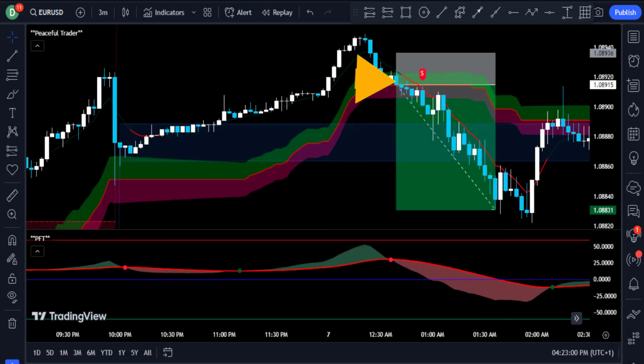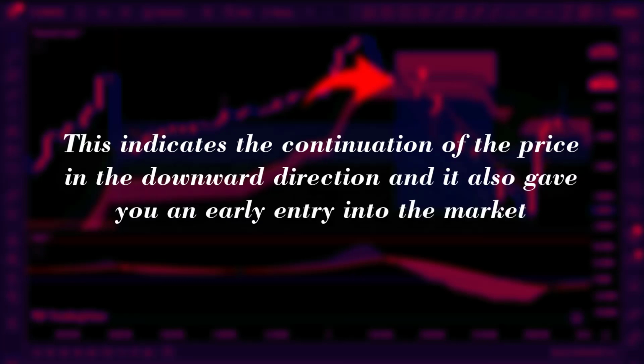Now, you can see that this bearish candle had almost closed below the green band of the special moving average, and the sensitive moving average had also changed to red, indicating the continuation of the price in the downward direction, and this gave you an early entry into the market.